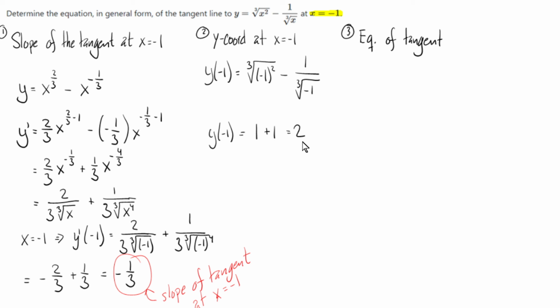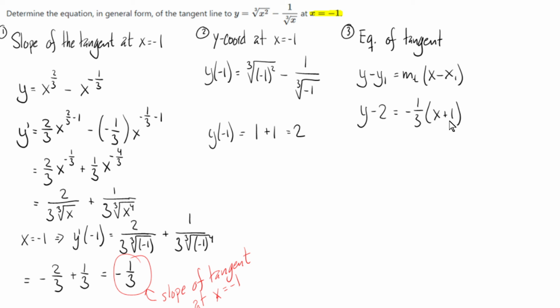And now we can put all of this together using the slope point form. So y minus y1 equals the slope of the tangent line times x minus x1. Our y coordinate was 2. Our slope was negative 1/3. And our x coordinate was negative 1, so it's going to become plus 1 here. Now we just have to simplify this and rearrange this so we get it in general form.